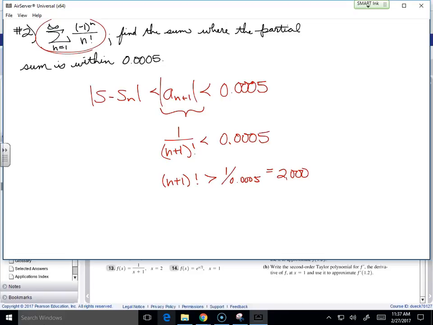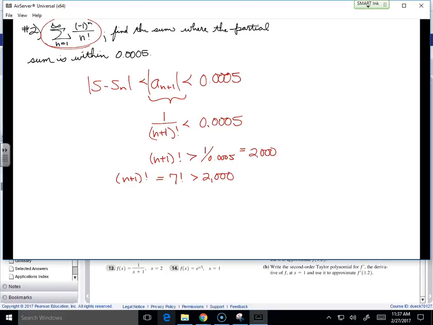How can I write this? 7 factorial is greater than 2,000, which we're going to set equal to n plus 1 factorial. We can just discount the factorials and say, sweet, so n plus 1 has to equal 7, so n has to equal 6. So what partial sum do we need, or how many terms?